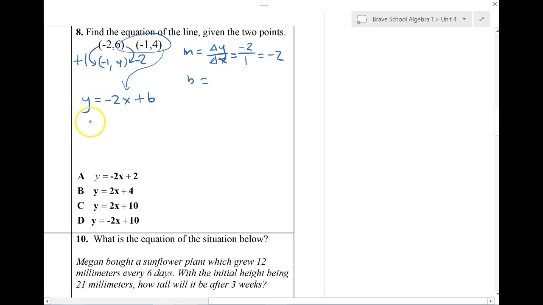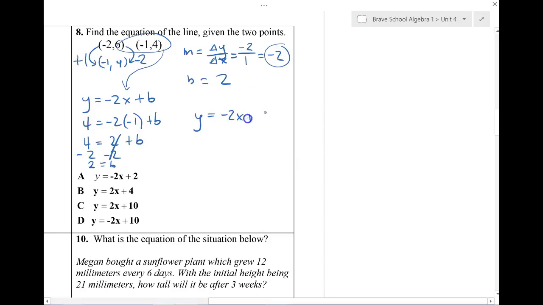Okay, so y is 4, x is negative 1, okay, and I just solve for b. Okay, so 4 equals negative 2 times negative 1, positive 2, plus b. Last step, subtract this 2 from both sides, because I want b to be by itself. And then b equals 2. Okay, there's our b. So now, y equals negative 2, slope, x plus 2. Okay, and there's our answer. So that means it must be A.